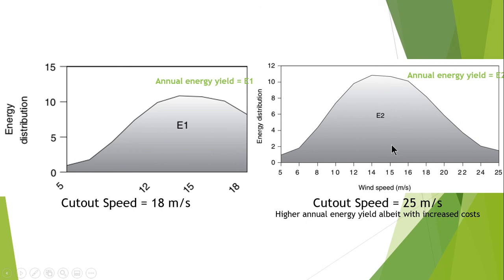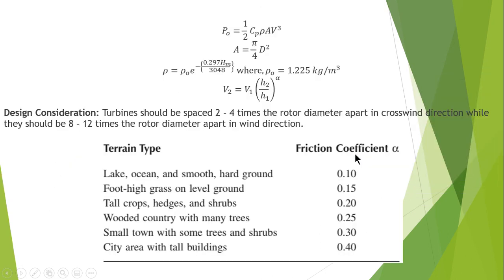So higher cutout speed means that the area under the curve, and hence the annual energy yield production, will be higher. However, the higher cutout speed will require extra gear ratios and power electronics to control the damages that might be associated with higher wind speeds. So the higher annual energy yield is associated directly with the increase in cost.